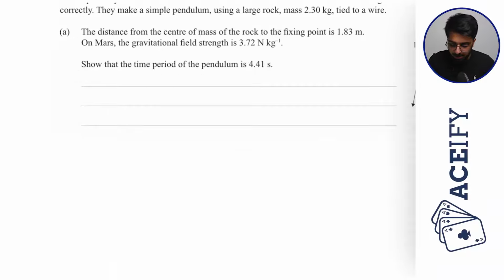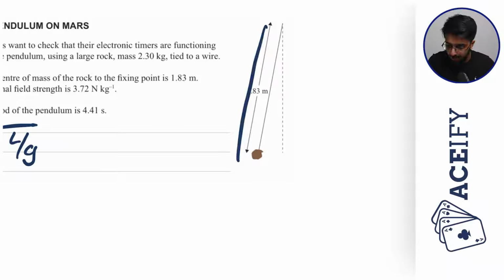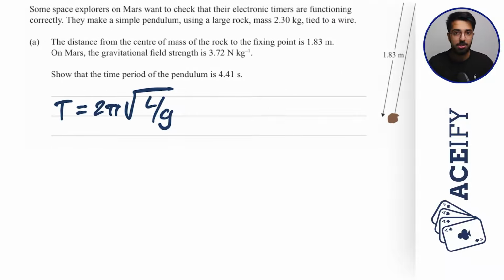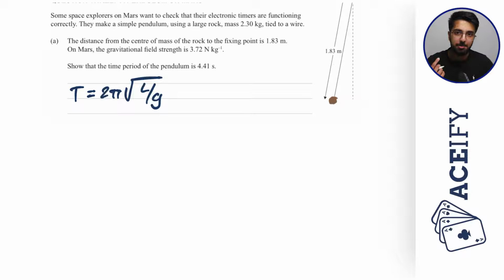So we know that for a pendulum, our period is equal to 2 pi square root L over g, okay? Where L is the length of the pendulum, and g is our acceleration due to gravity. One thing that might trip you up is that you don't quite understand what gravitational field strength is. That is fine. However, we can do some dimensional analysis to find out what that is.